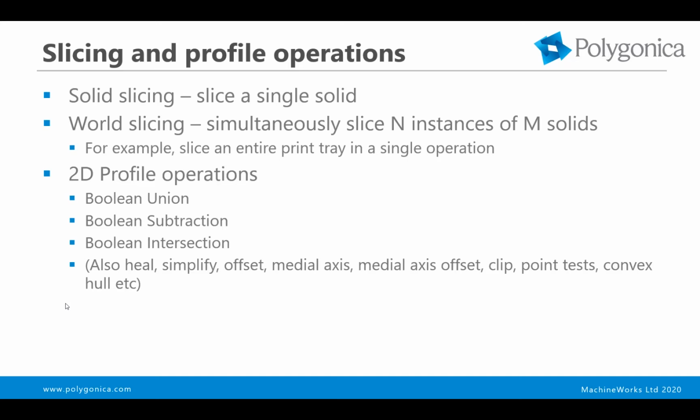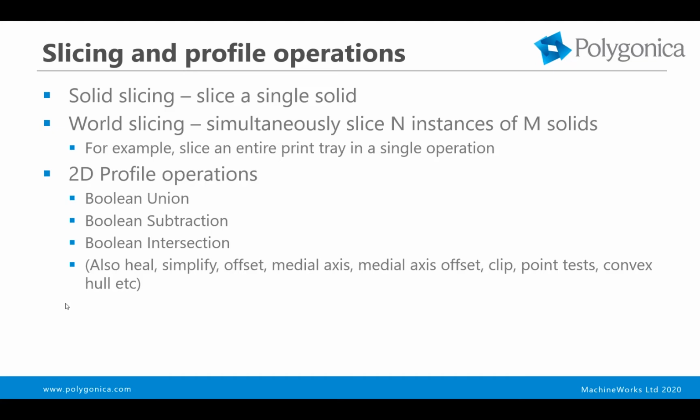So Polygonica has a number of different slicing operations. First, you can slice a single part or solid or mesh, and we call that solid slicing, and I guess that's probably the most commonly used slicing operation in Polygonica.